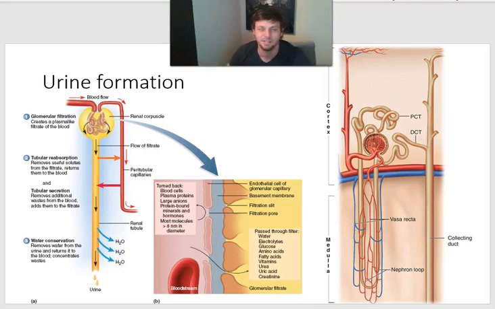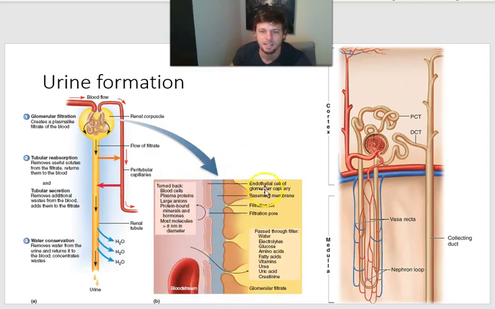Because water is really clingy. It's just going to follow sodium around. Wherever sodium goes, water's going to go. So if you have a lot of sodium in your pee, you're going to have a lot of water in your pee. If you have a lot of sodium in your body, you're going to have a lot of water in your body. It's just going to follow it around. So basically, you start with this superfiltrate, reabsorption, secretion.